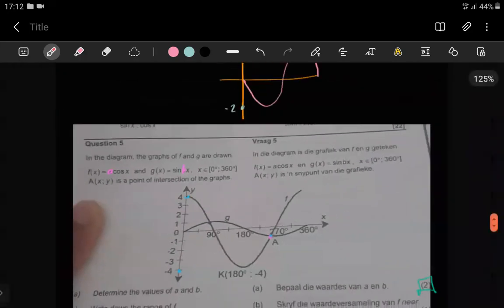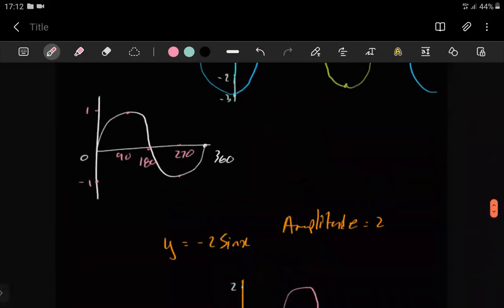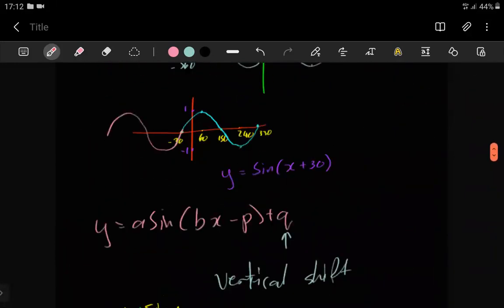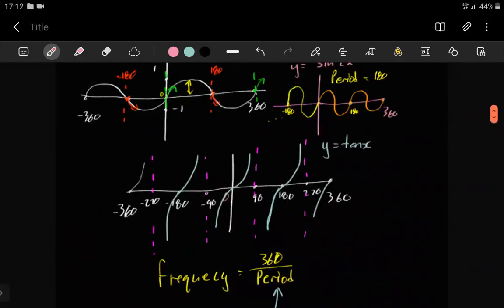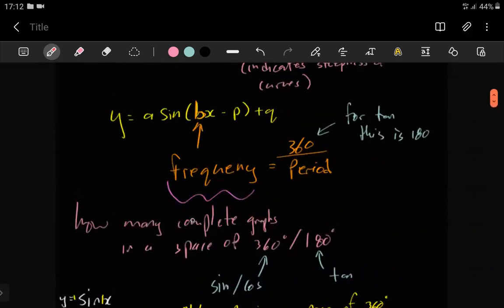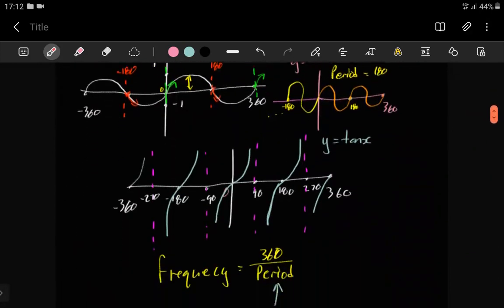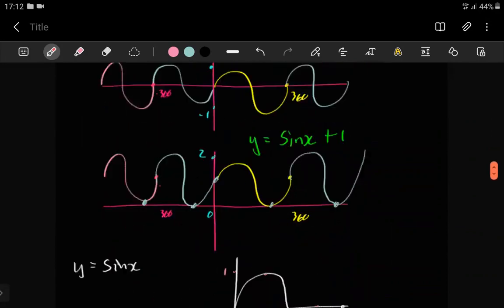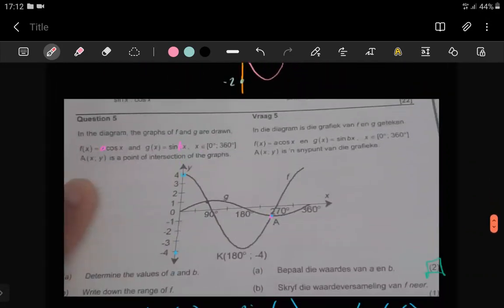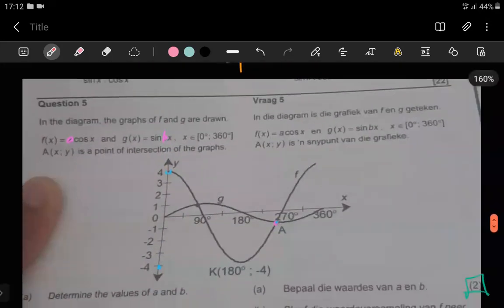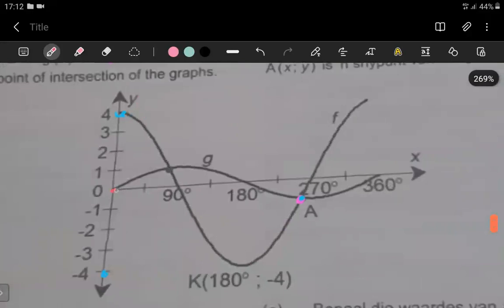Remember, period is how long it takes to get a complete graph, while frequency is how many graphs in a space of 360. Well, the sine graph, isn't it 360? Yep. So both are 360. Yes, the period of both is 360 degrees.